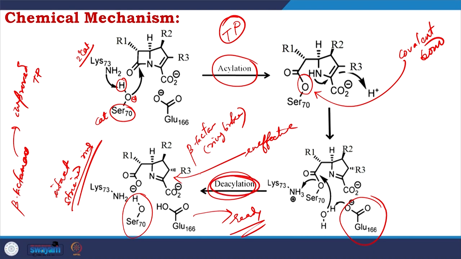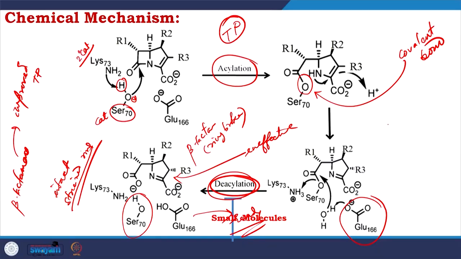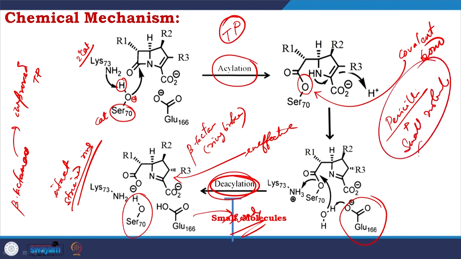So, as drug designers, we always try to target this deacylation step. We try to get a small molecule which would prevent the deacylation step or at least slow it down. So, it would be slowed down, and then you have the penicillin or other beta-lactams. So, penicillin plus this small molecule, this is called combinatorial therapeutics.